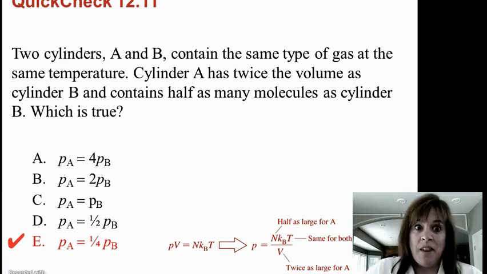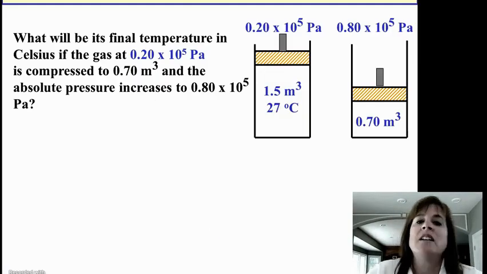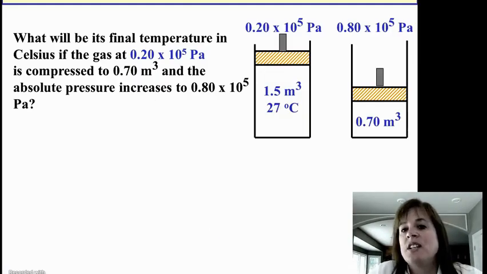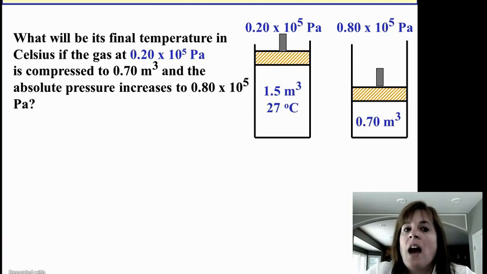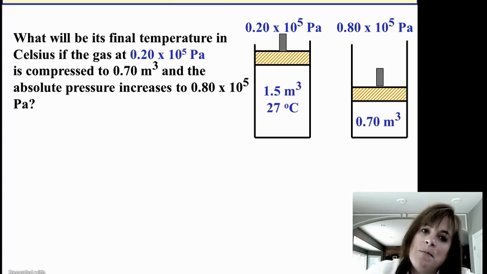All right, let's do some math. I want to know about the final temperature of this gas if in my initial conditions I have 1.5 meters cubed volume of a gas at 27 degrees Celsius when it's under a pressure of 0.2 times 10 to the 5th pascals. And then I'm going to squeeze the gas till the volume decreases to 0.7 meters cubed and the pressure has gone up to 0.8 times 10 to the 5th pascals. Now, I want the temperature in Celsius, but you cannot work in Celsius when you do this problem. So make sure you convert to Kelvin first. Pause the video, see if you get it right.